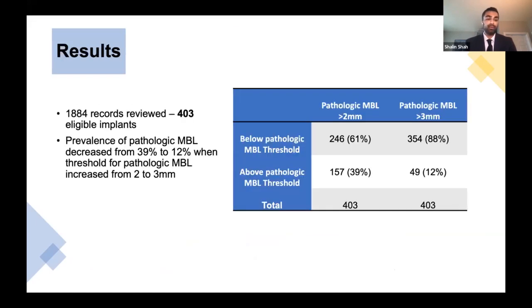So we screened 1,884 records to get 403 eligible implants that we used for our study. And this table shows the distribution of implants that fall at or below the respective thresholds of 2 millimeters or 3 millimeters when categorizing marginal bone loss. To no surprise, the prevalence of pathologic MBL decreased from 39% to 12% when the threshold for pathologic MBL increased from 2 to 3 millimeters accordingly.